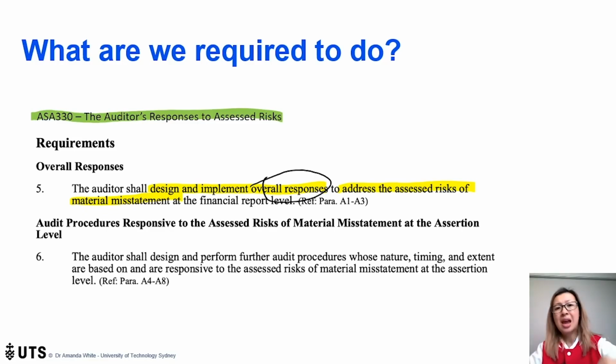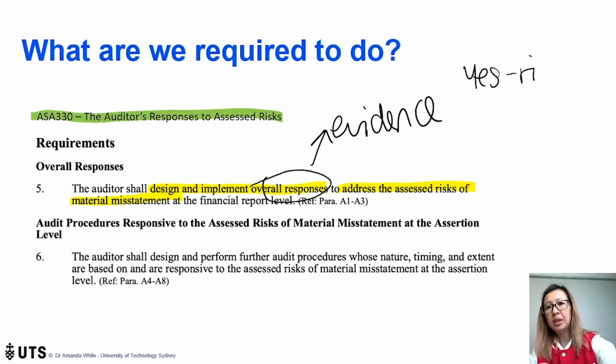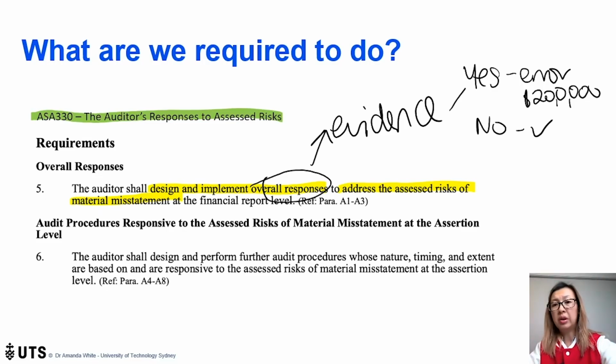That's our response. And our response is going to be some way that we gather evidence to say, yes, there's an error and it's 200,000, or we say, no, it's all good. All right. So either way, I want to know, yes, there's an error and I'm going to identify it. I'm going to ask management to change it, or no, we thought there was a risk, but it's all good. So I need to make sure that I go and check this information. I need to gather this evidence to support my audit opinion.